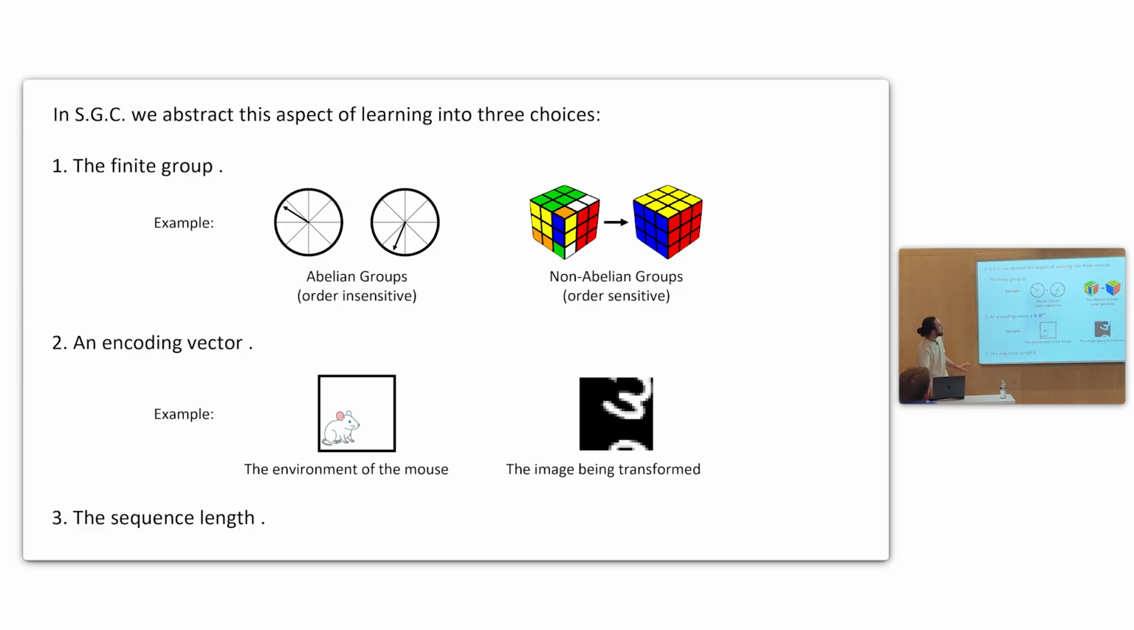Okay, yeah. So just again, there's three choices, right? It's the group. It could be abelian or non-abelian, meaning it's order insensitive or order sensitive. It will be how we encode the elements of the group. It will play a huge role in what's essentially the order of events. And it's the sequence length k. How long is that sequence length? So these three choices of the task will have a big impact on the learning.